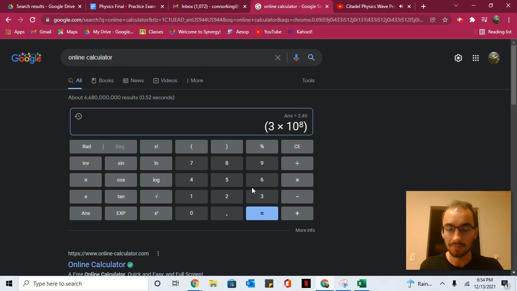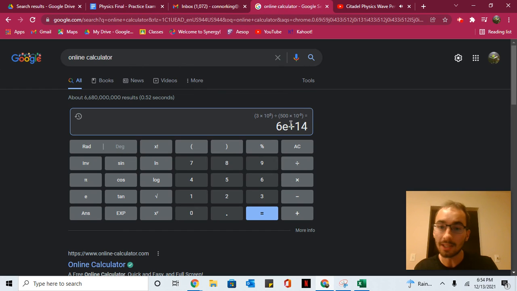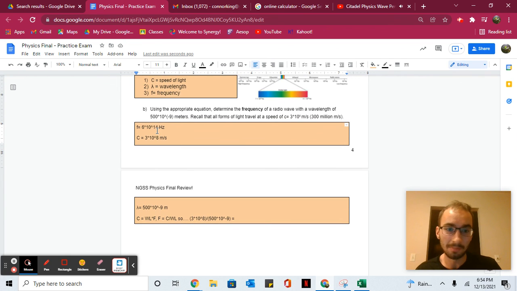Three times 10 to the power of 8 divided by 500 times 10 to the power negative 9. And your answer for frequency should be 6 times 10 to the power 14, with hertz as the units. The E, the times 10, doesn't really fit on the calculator well, so they just put E. And that really just means 6 times 10 to the power 14. So that's your answer. That's the frequency of that wavelength of light. And that's the last one.